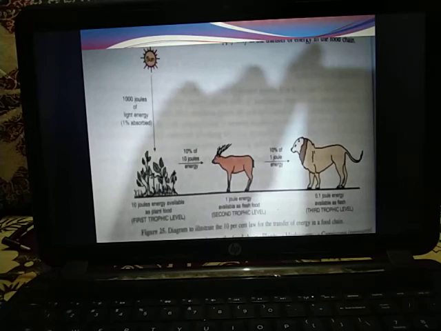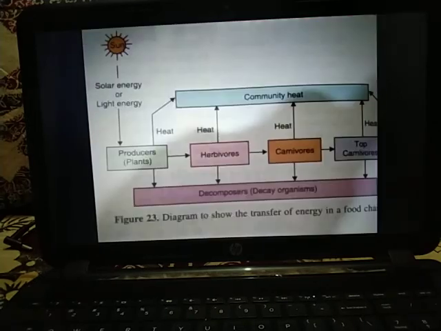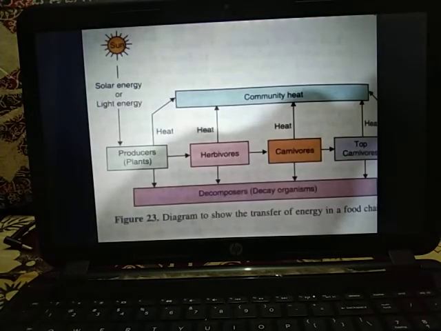This is because if the number of trophic levels increases in a food chain, then the available energy will decrease. Here you can see the diagram. Solar energy or light is consumed by the producers, plants, and heat energy is given out. Only 1 or 2% of the solar radiation is absorbed. Then these producers will be eaten by the herbivores, herbivores will be eaten by the carnivores, and carnivores will be eaten by the top carnivores.